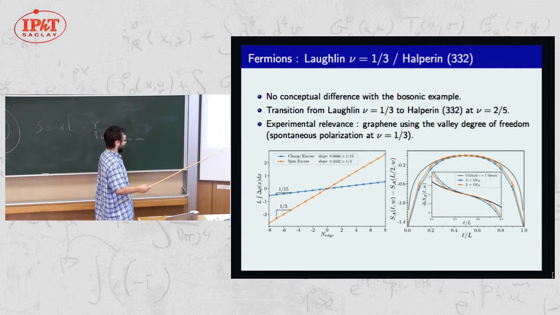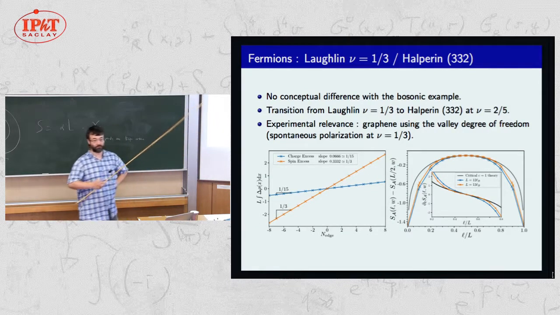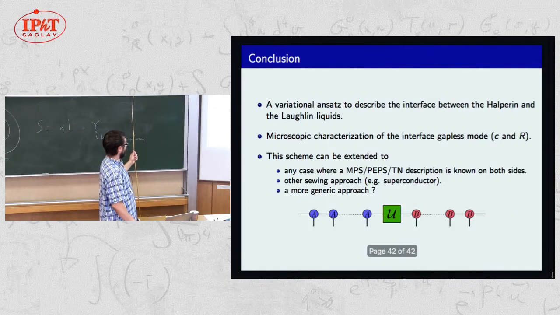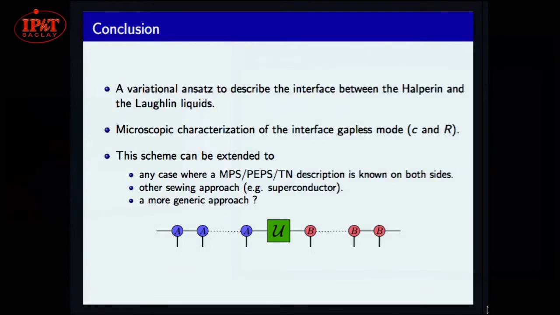The one thing that is different is it's a different compactification radius. Here it is square root 15. But you find it. And that's it. A bit early.